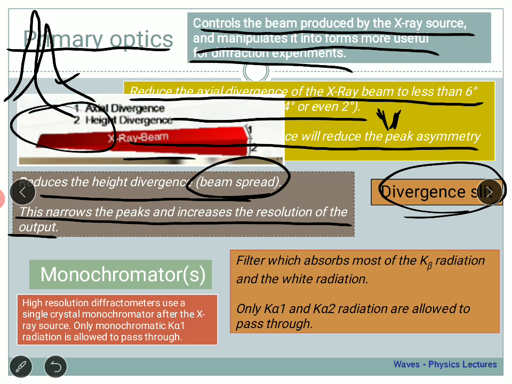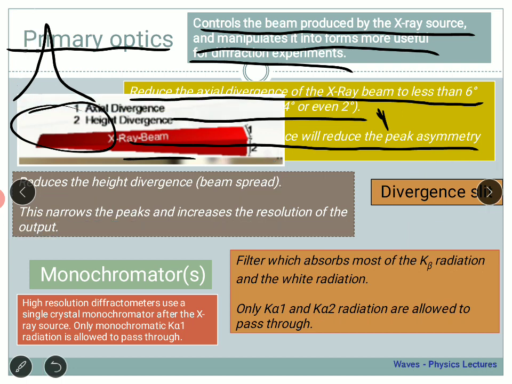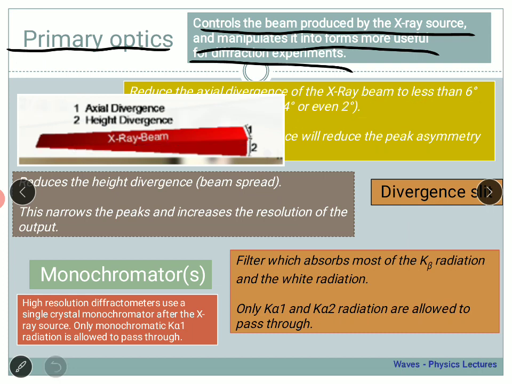So if you look into this image, we have got the axial and the beam divergence here. So this is your axial divergence. So this number 1 is your axial divergence, this direction, and if you look into the height, this is your height. So this is your height divergence. So basically we use a divergence slit and a solar slit to minimize both these kinds of divergences.